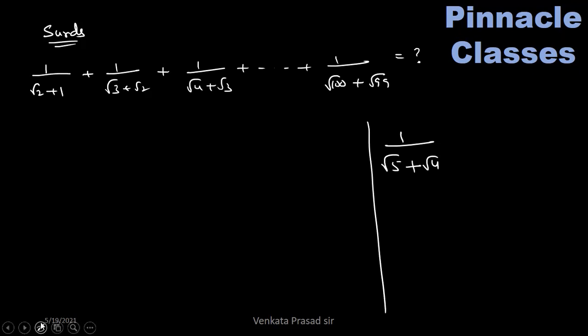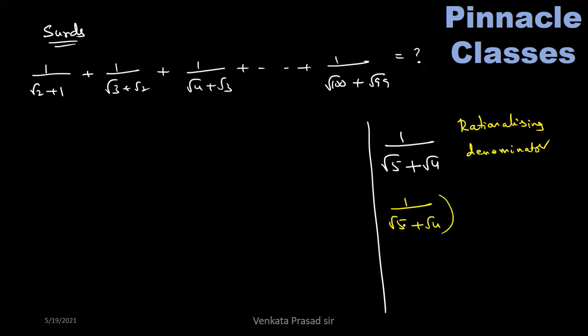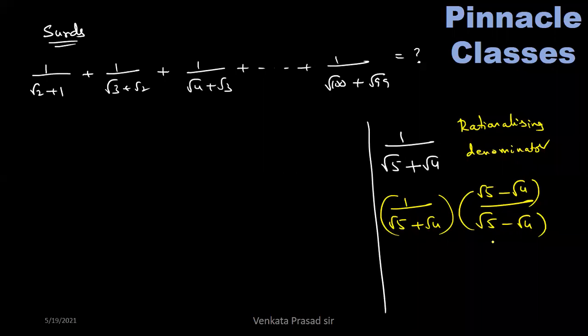For example, take 1 by root 5 plus root 4. We do rationalizing the denominator. What does rationalizing the denominator mean? See carefully. For root 5 plus root 4, you change the plus sign, so it becomes root 5 minus root 4. Divide and multiply with the same number. That is the meaning: just change the sign, then multiply with the same number.